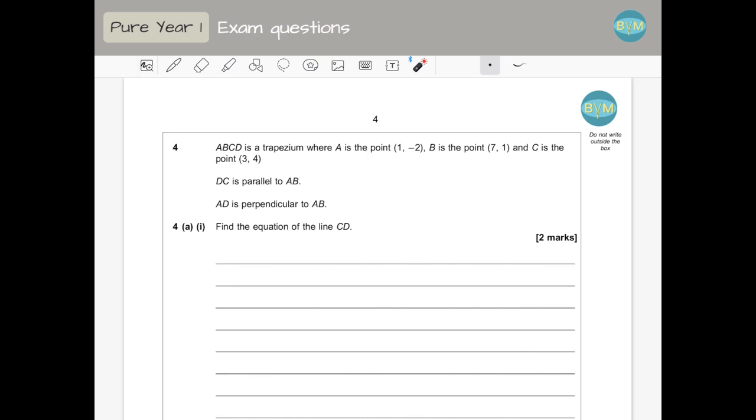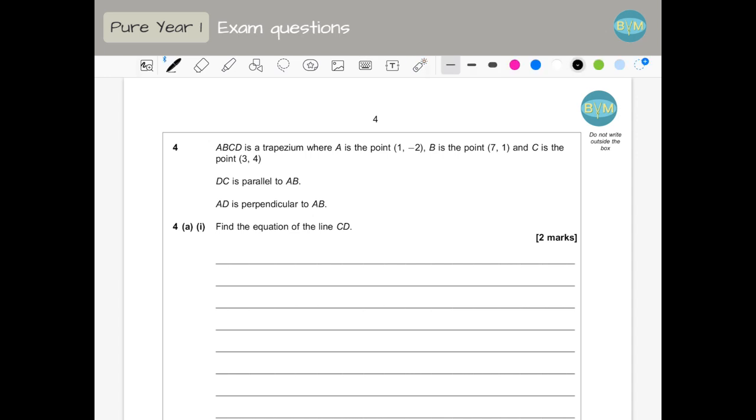Hello, this is question 4 on your AQA AS paper from November 2021. ABC is a trapezium where A is the point (1, -2), B is the point (7, 1), and C is the point (3, 4). DC is parallel to AB and AD is perpendicular to AB.